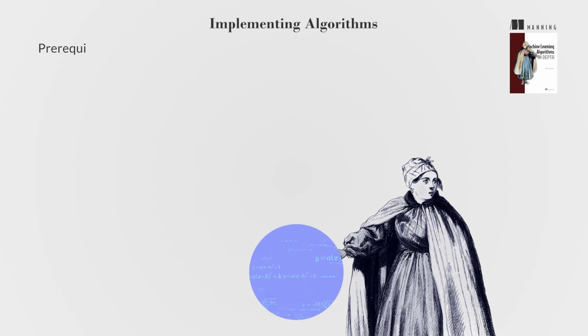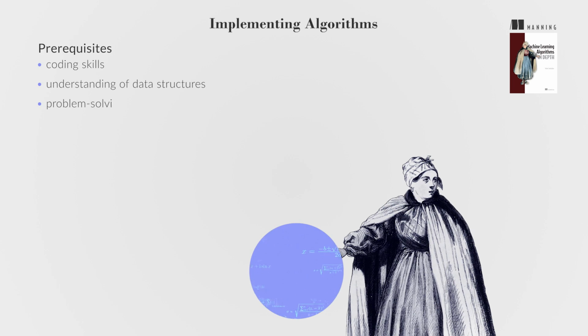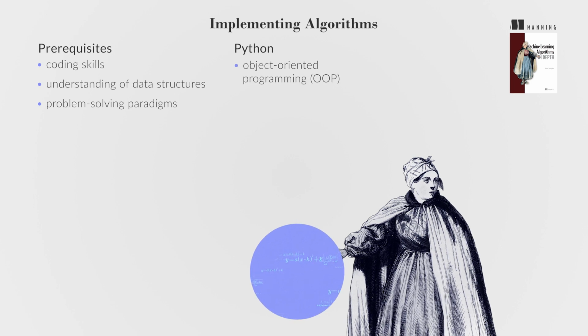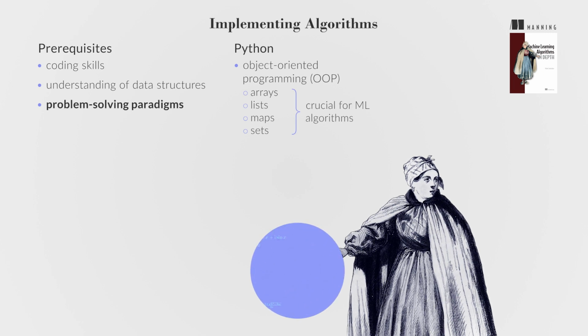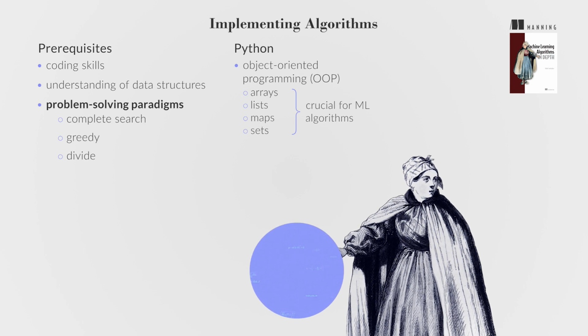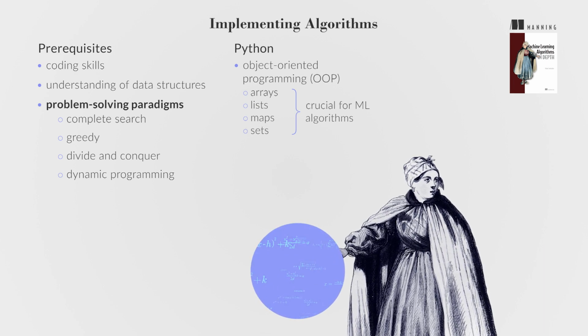Effective algorithm implementation requires coding skills and understanding of data structures and problem-solving paradigms. Python is the language of choice, with a focus on object-oriented programming, OOP. Data structures like arrays, lists, maps, and sets are crucial for ML algorithms. Problem-solving paradigms in ML include complete search, greedy, divide and conquer, and dynamic programming, each with specific applications in algorithm design.